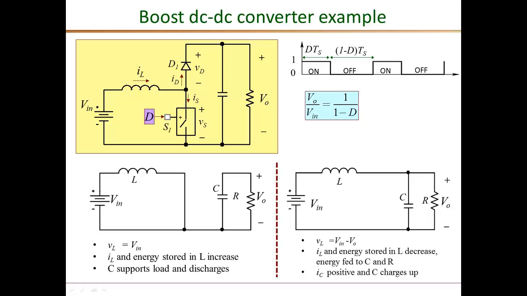and this is the equivalent circuit during the off interval. So the switch is turned off, represented by open circuit, and the diode is on, and that is represented by the short circuit here. So during this interval, we can show that the voltage across the inductor is negative. So the current decreases, therefore the energy decreases, and what happens is the energy stored in the inductor is fed to the load and the output capacitor combination.